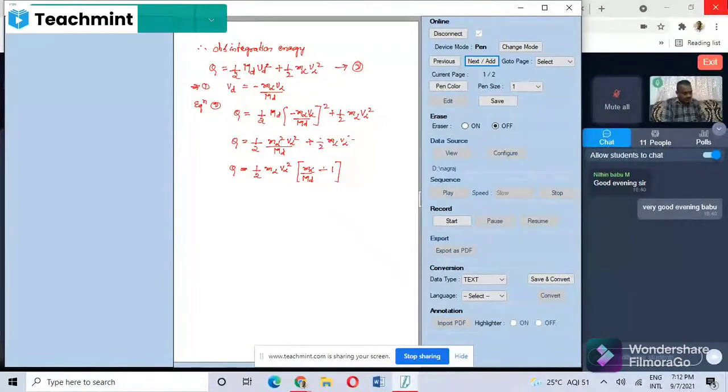And we know this half m alpha V alpha square is called the kinetic energy of the alpha particle, so I can write it like this: E alpha is equal to half m alpha V alpha square, the kinetic energy of the alpha particle. So then this can be written as Q is equal to E alpha into mass of the alpha particle divided by mass of the residual nucleus plus 1.